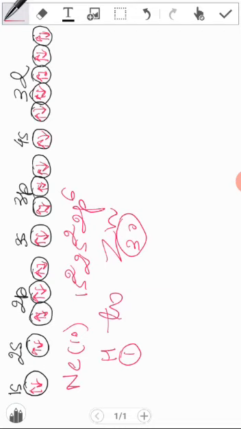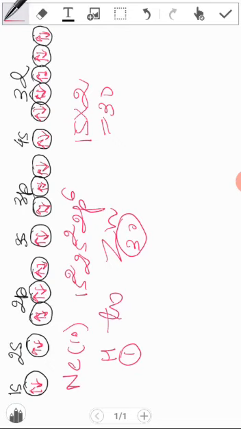So see, 30 electrons are here: 1 2 3 4 5 6 7 8 9 10 11 12 13 14 and 15. 15 orbitals are here. So each orbital can contain 2 electrons, means how many electrons are there? 30. So you will write electronic configuration like this.